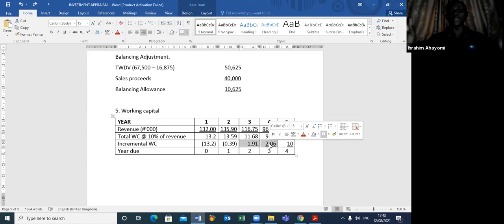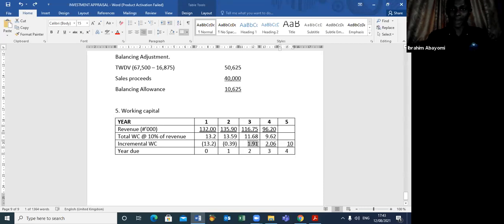And I told you that when the project ends, you must get back all the working capital you have put in the business. So if you put this one in the business and you have only gotten this one back, what is the balance you need to recoup? It is 10. So that when you add 1.91 plus 2.06 plus 10, it should be equal to 13.2 plus 0.39.